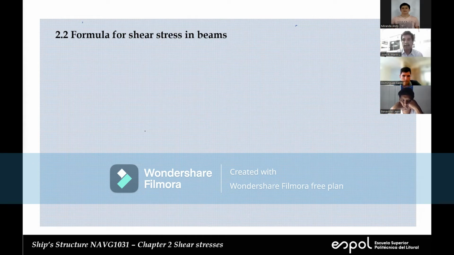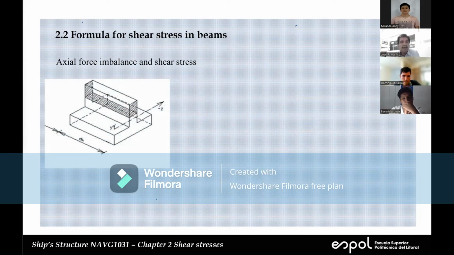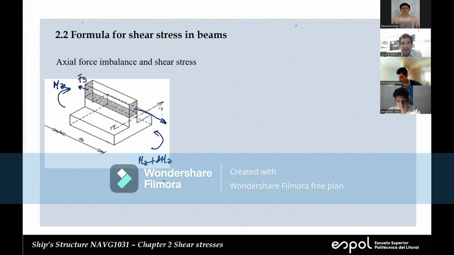So we are certain that we have an imbalance. Let's suppose that we have something like this. This is a segment of the beam. This is the x direction. In this section, we have a bending moment, which is Mz plus a change. On the other side, we have this bending moment. Because of this difference, and we relate this to the shear force, we have a different force on this side and on the other. In your class notes, please try to draw these arrows with different lengths. If this is Fs, this is Fs plus a differential. And this is related to the shear flow.